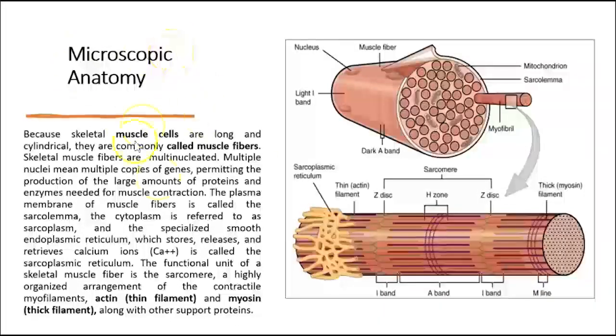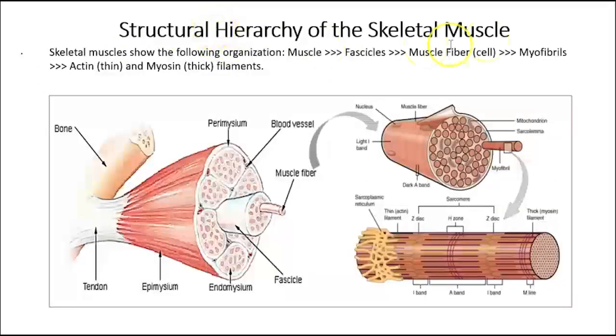Microscopic anatomy of the skeletal muscles. This is the muscle cell, and inside the muscle cells you have myofilaments. Myofilaments are the machinery that will allow the muscle to contract. Let's scroll down right here.